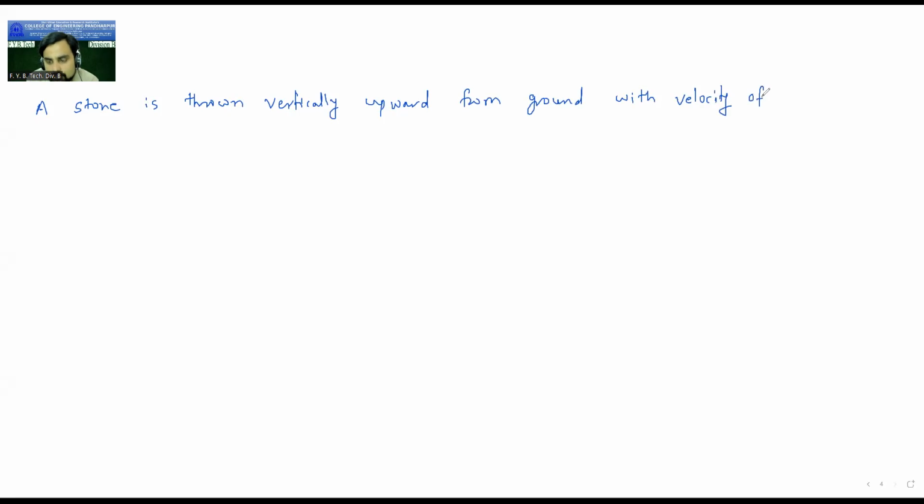The next numerical, write it down. A stone thrown vertically upward. The stone is thrown vertically upward from ground with velocity of 49 meter per second.